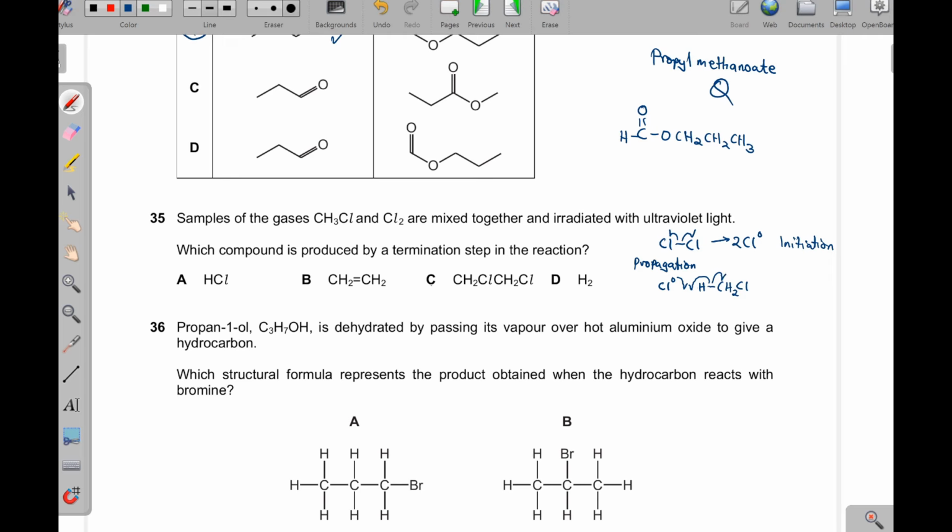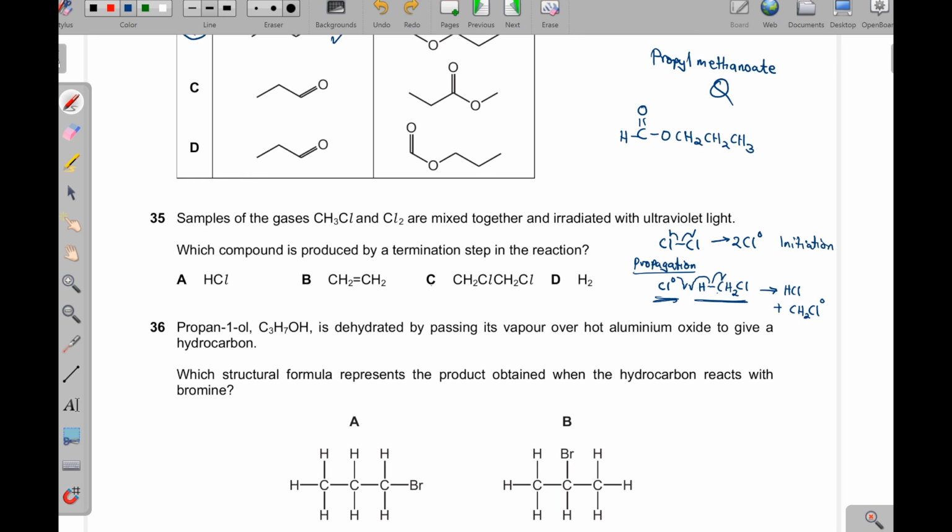Okay, so then you are going to get HCl, then plus. Now we are going to form another radical. You see this one here? It has received an electron from there. So it's another radical. So in the propagation step, we see a radical reacting with a molecule to produce a new molecule and then a new radical.